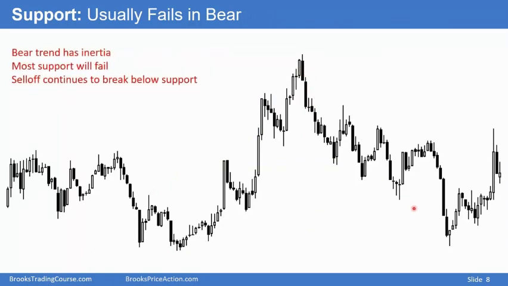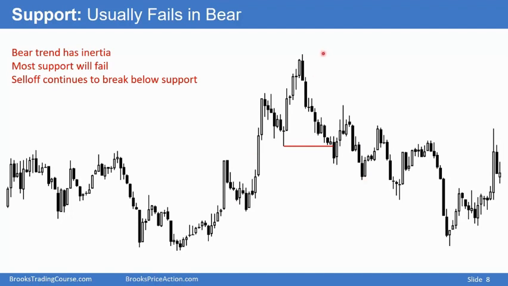Bear trend. It also has inertia. It also tends to continue to do what it has been doing. If it's going down, it tends to continue down, and support will fail. The bulls hope for a potential double bottom. They started to get it, but we reversed down.